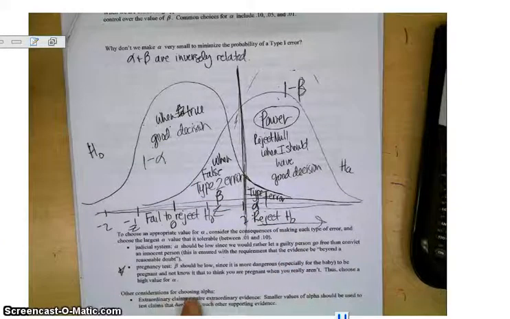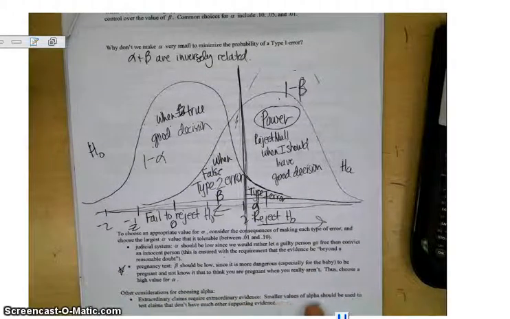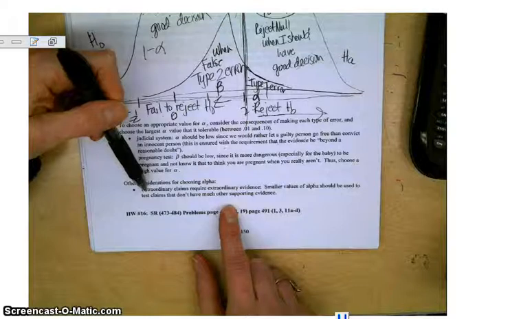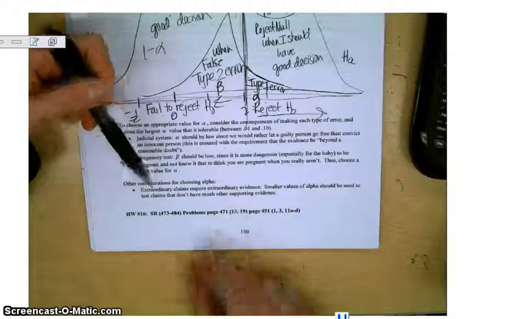So other considerations for choosing alpha: extraordinary claims require extraordinary evidence. Smaller values of alpha should be used to test claims that don't have much other supporting evidence. So if you've got something that doesn't have a whole lot of evidence, choose like 0.01 for alpha.